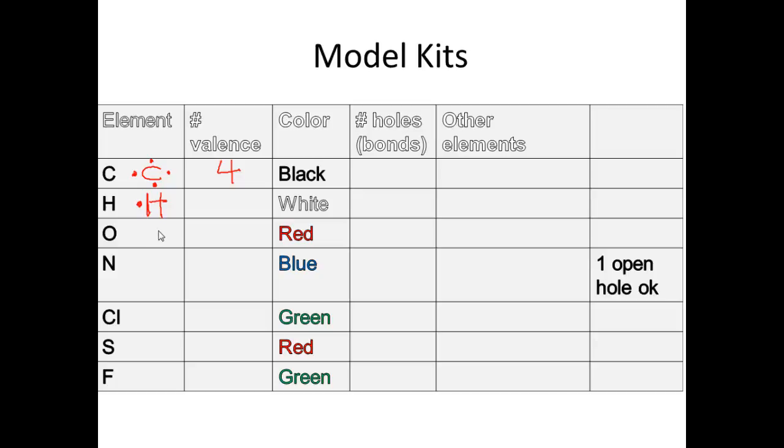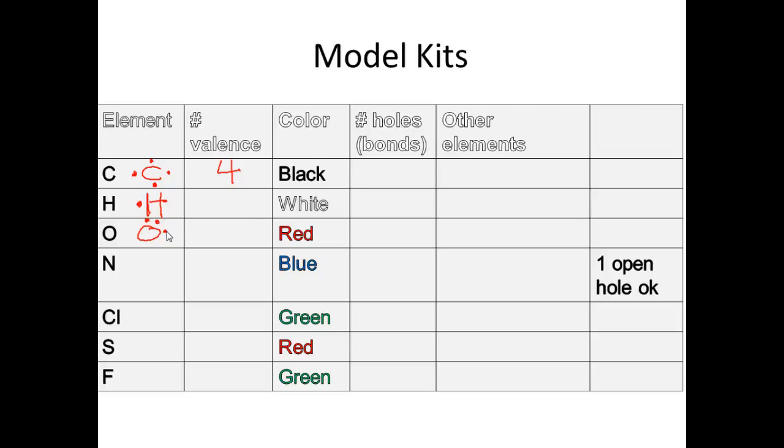Oxygen has how many, Colin? Look at the periodic table. 6. We did this in class today, right? Where's your periodic table? 6. Put that away. Write this down. Oxygen has 6.